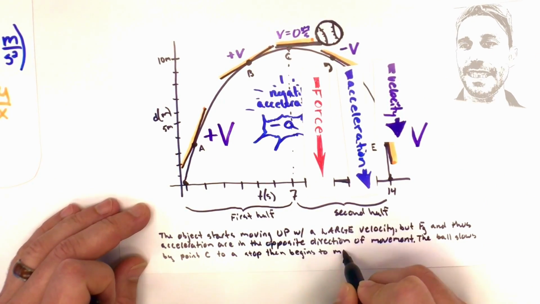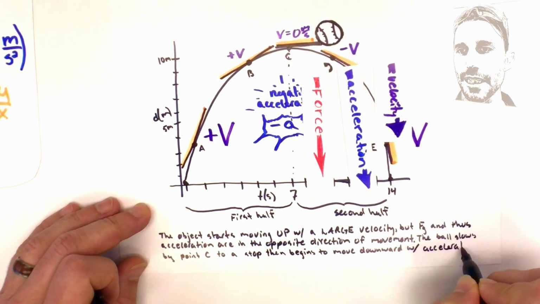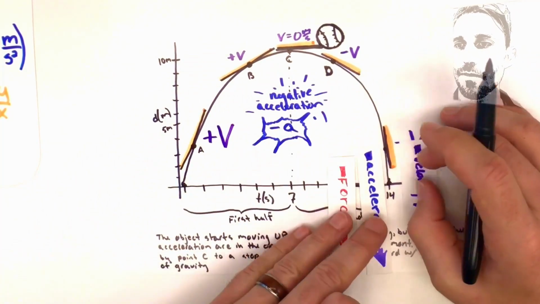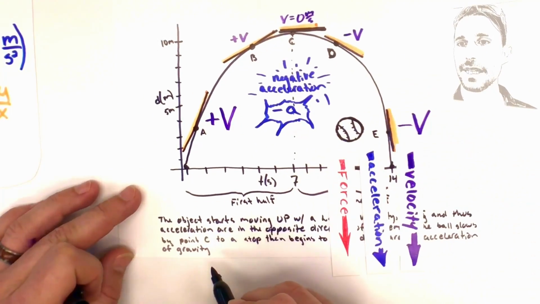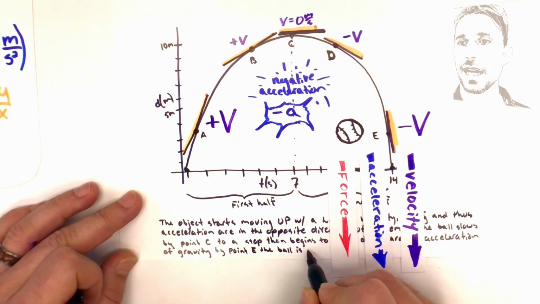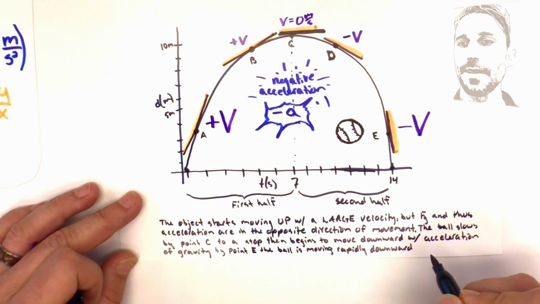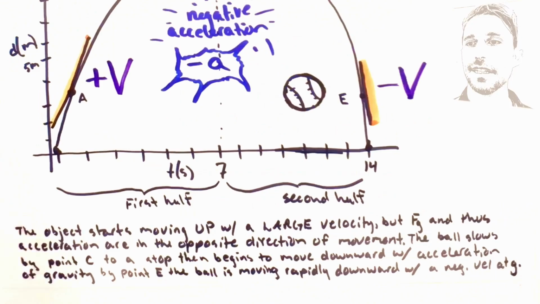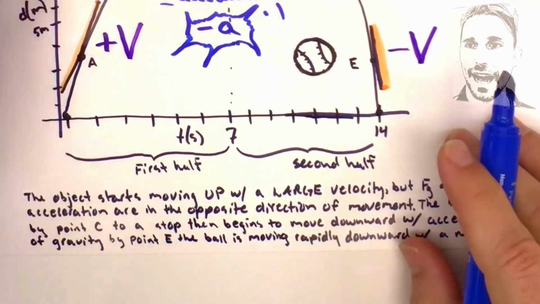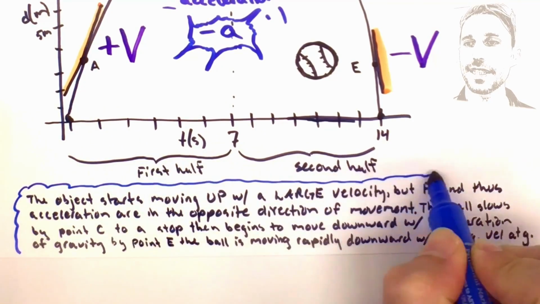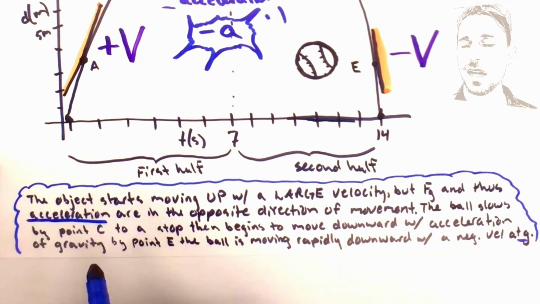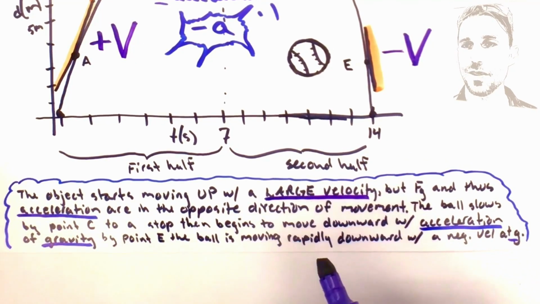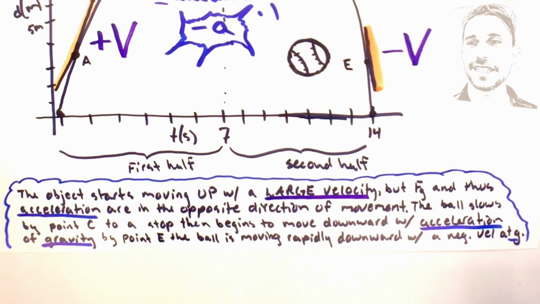Then it starts moving downwards again. So now velocity starts moving in the same direction as force and acceleration. So then by the time we get to E, so downward with acceleration of gravity, by point E, the ball is moving rapidly downward with a negative velocity due to gravity, right? That's g, that negative acceleration due to gravity. So there's our nice little analysis of what's going on here of a ball going straight up and straight down.